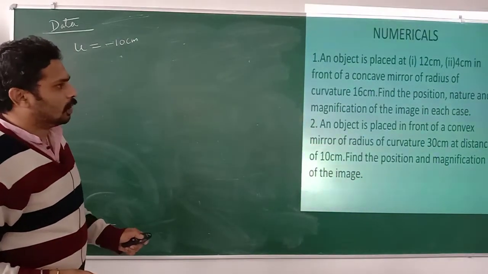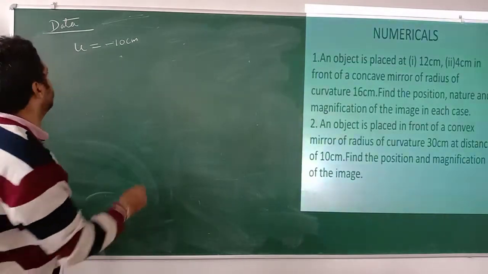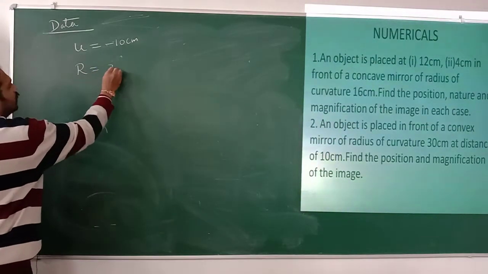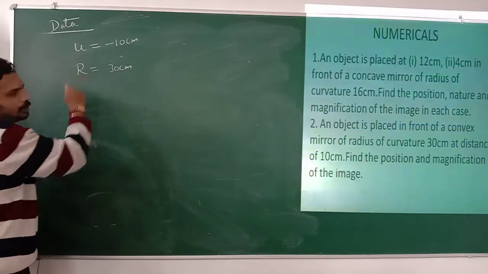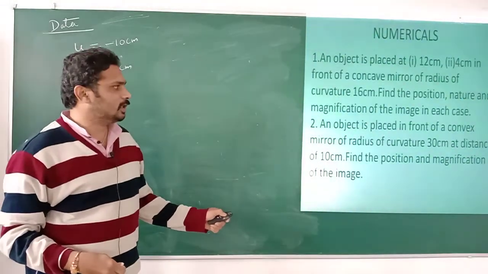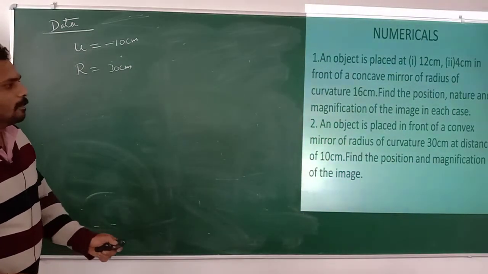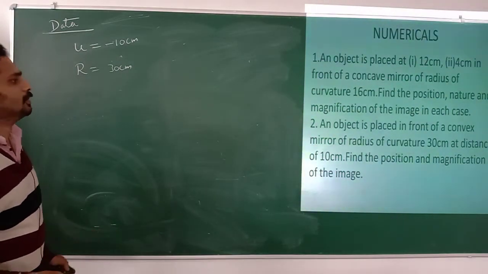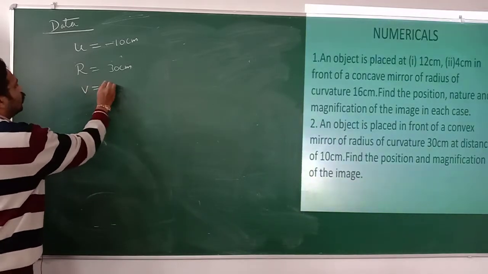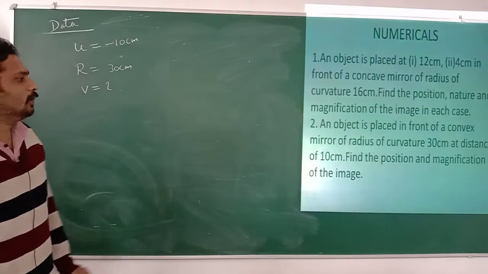Now, the radius of curvature. Here, the radius of curvature is 30 centimeter. R is positive 30 centimeter for a convex mirror. Now you have to find the position and magnification of the image. You have to find V. What is V? The position of the image and the magnification.